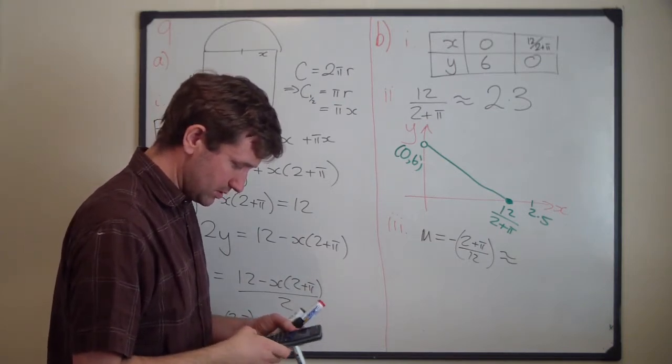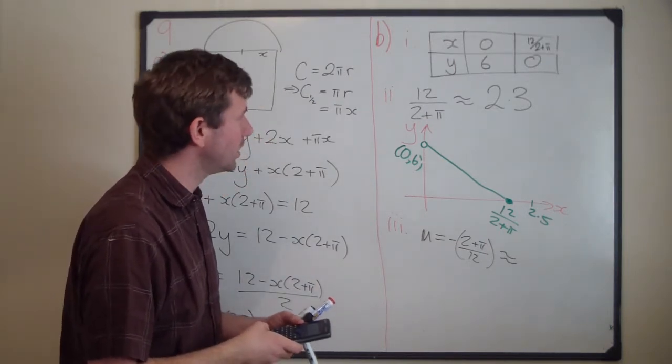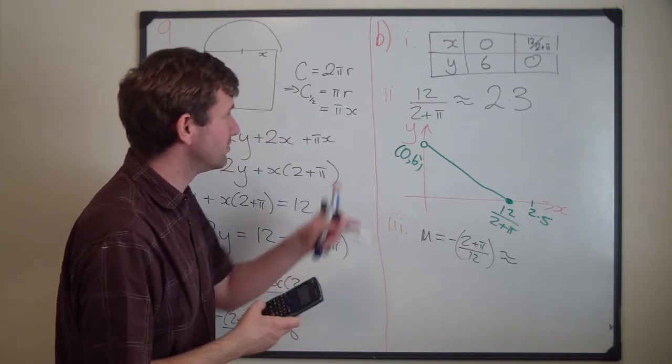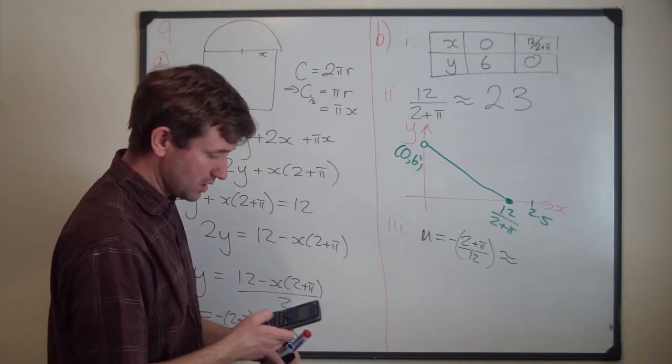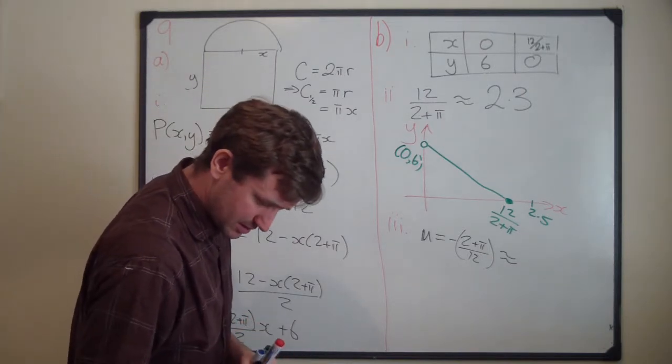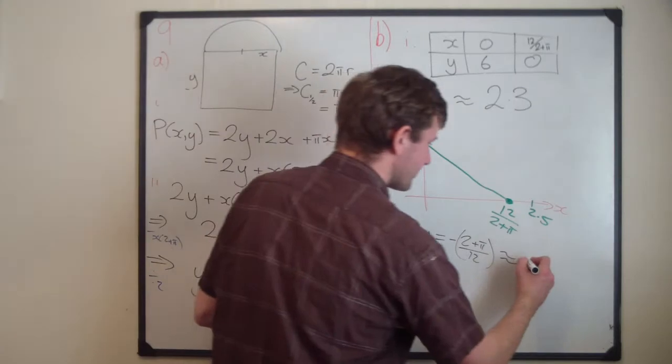So I get 2 plus pi divided by 12. It's going to be 1 over this. Well, minus 1 over that. And we get, to 2 decimal places, minus 0.43.